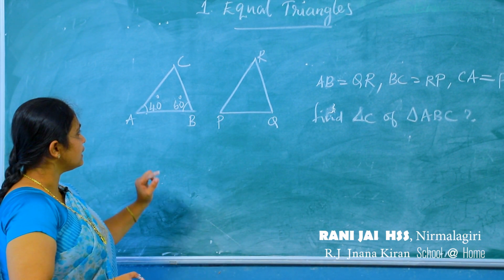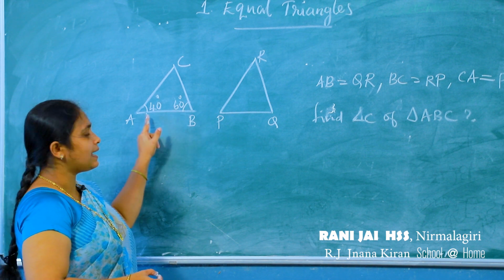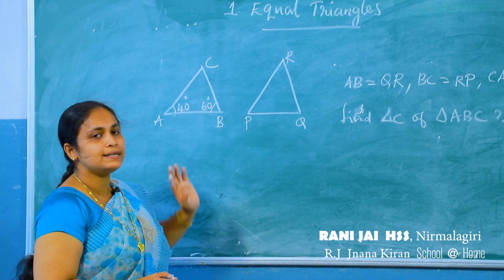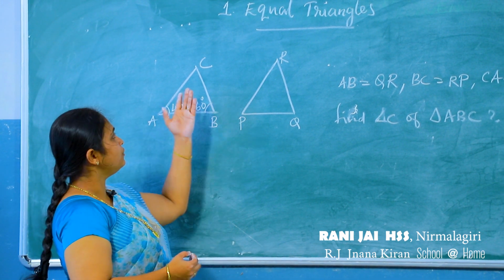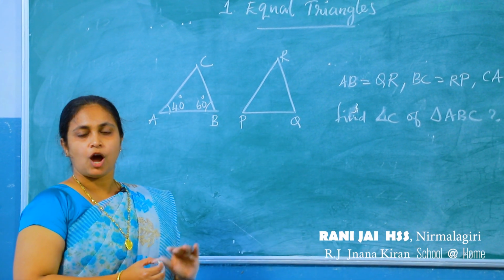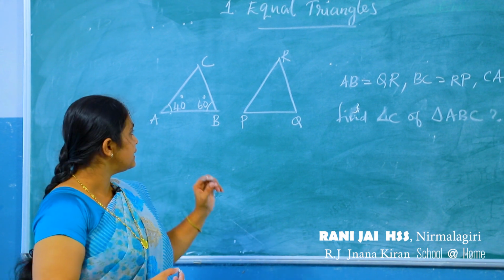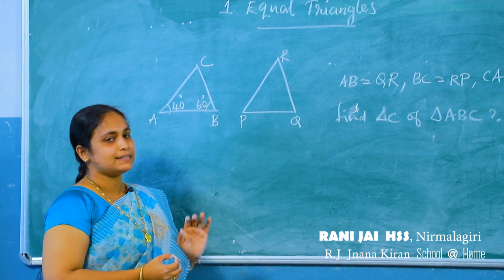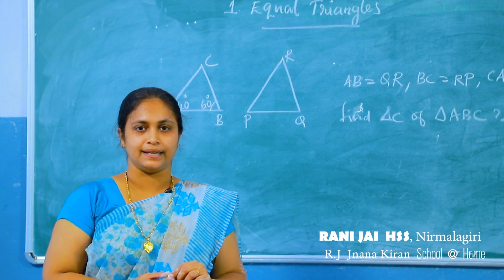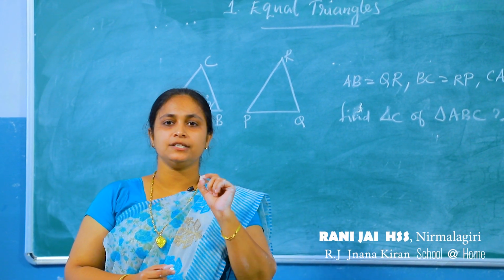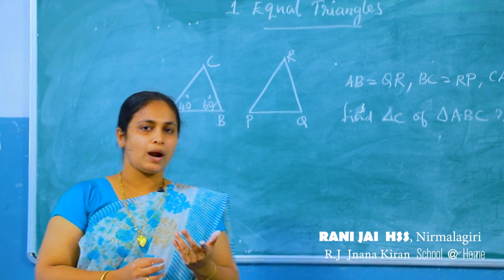Okay. Now consider in this triangle ABC, two angles are given, that is 40 degree and 60 degree, and we don't know what is the angle C. How we find angle C? That is, we studied in earlier classes, sum of angles of a triangle is equal to 180 degree.